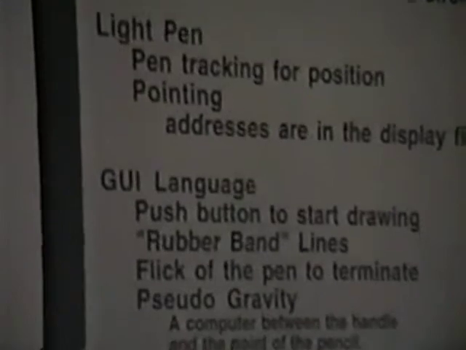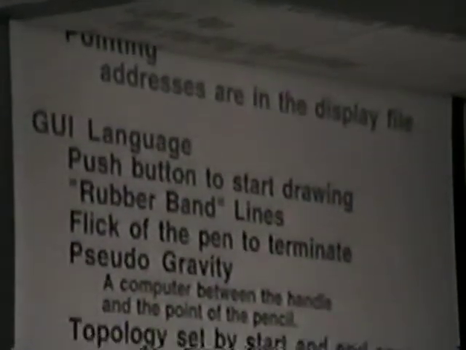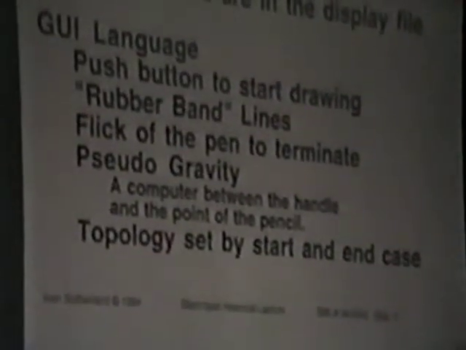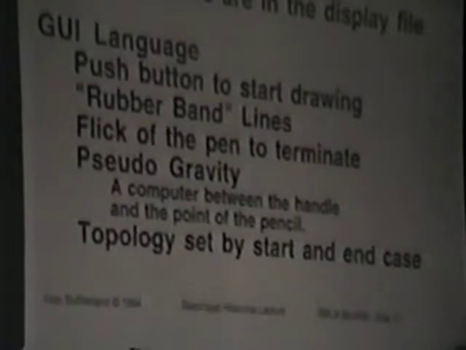I talked about the light pen being used in two different ways. And the language that I evolved, and it really was evolved because I tried a lot of different things to see what felt good and what didn't, had some features which have lasted till this day. One of them was the notion of rubber band lines. You'll see that in the movie.